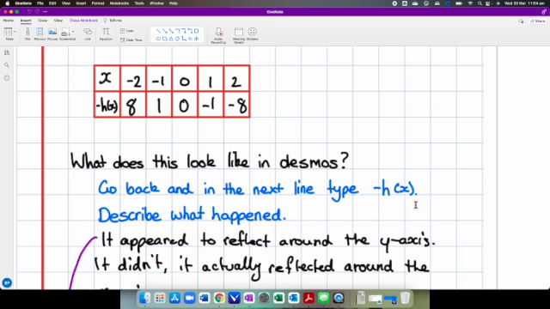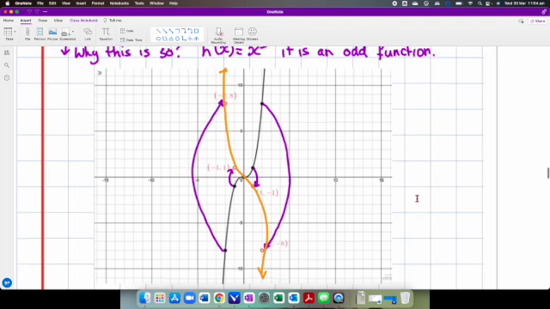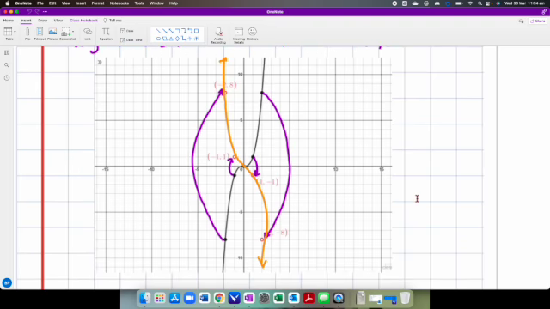So what does that look like in Desmos? That orange line is what happens.